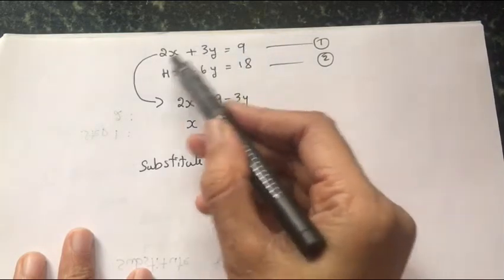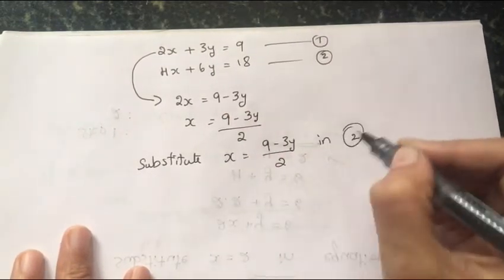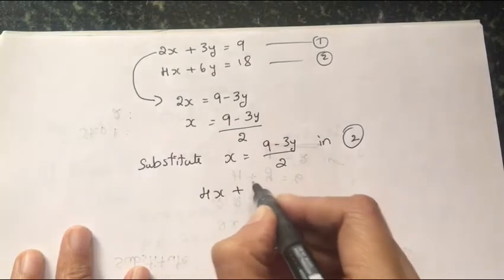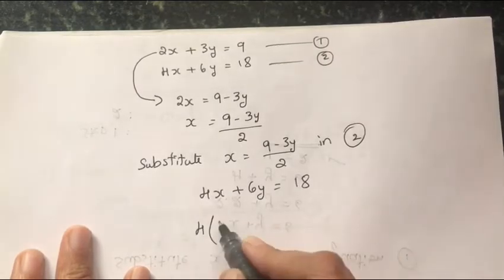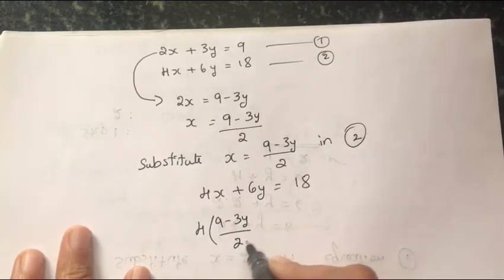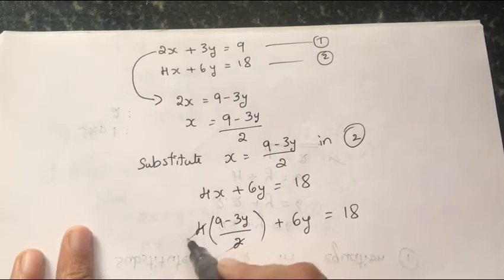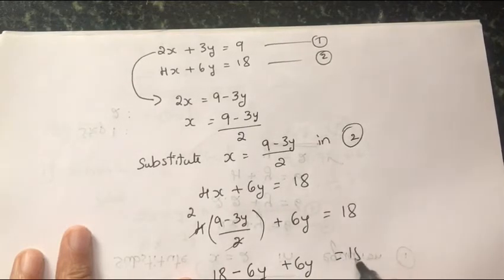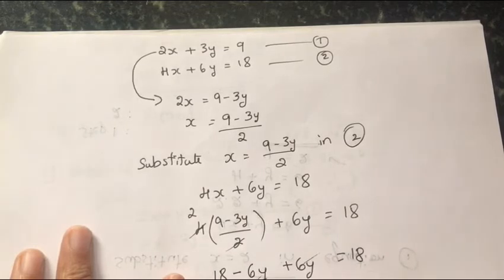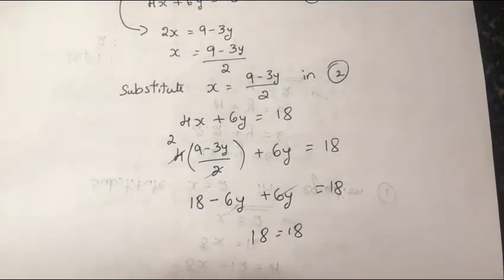I have taken this equation first, so in the other equation I have to substitute. Equation 2 is 4 into x plus 6y equal to 18. X is (9 minus 3y) by 2, so 4 into (9 minus 3y) by 2 plus 6y equal to 18. Now we're getting 18 minus 6y plus 6y equal to 18. These two will get cancelled. You are getting 18 equal to 18.